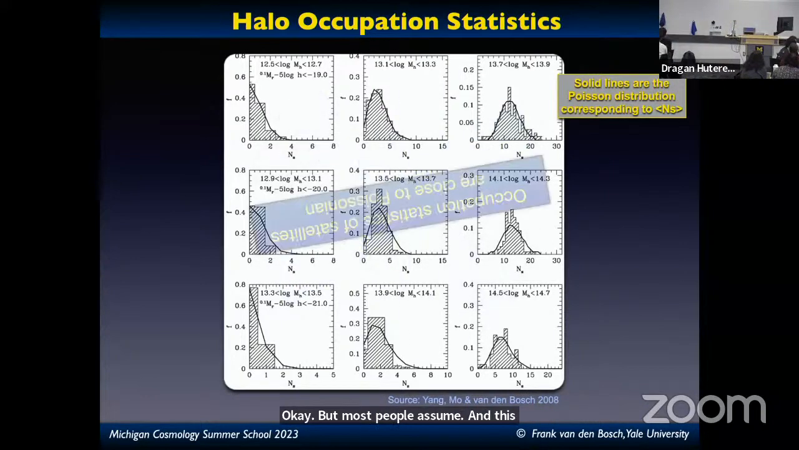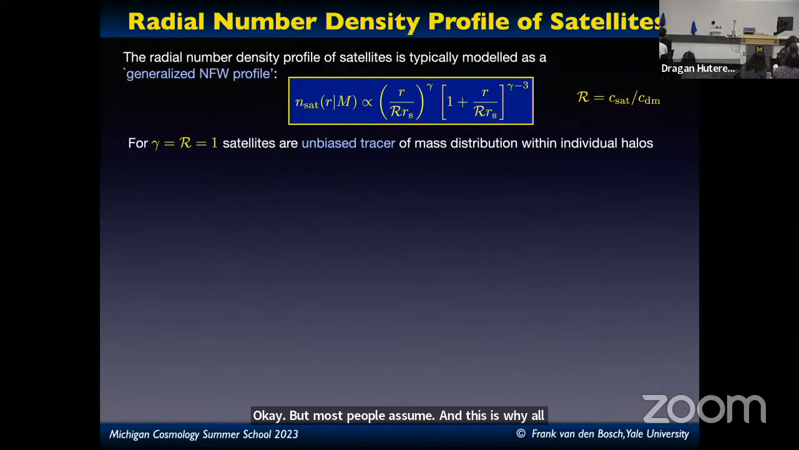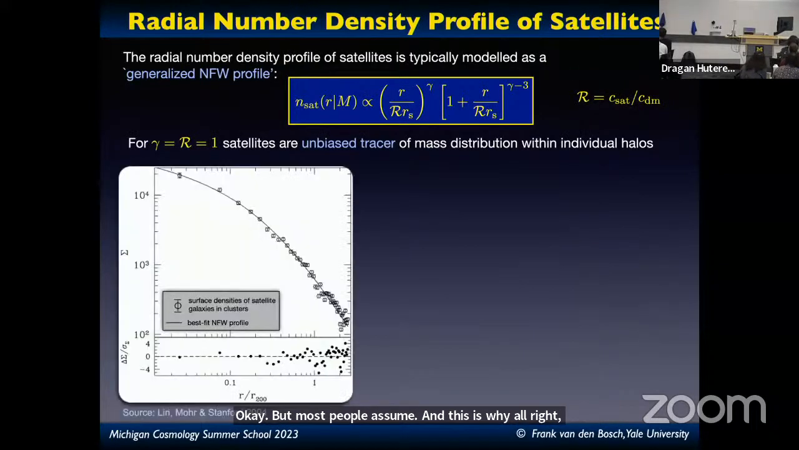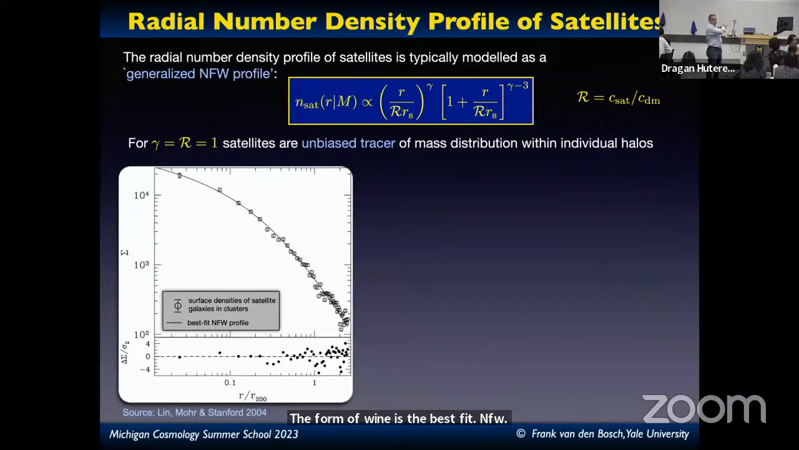All right. The final thing, and then we're done, is the radial profile of the satellites. Well, we can go and measure it. In fact, people have done that all the time. People have looked at clusters for many years and just looked at the radial profile of satellite galaxies in clusters. This is from a very nice study by Lin, Moore, and Stanford, 2004. So the dots are actual measurements of the radial profile of satellite galaxies in clusters. The solid line is the best fit NFW profile. Well, that fits pretty darn good. This is one of the reasons why many people assume satellite galaxies follow an NFW profile. In other words, gamma and R are equal to 1.